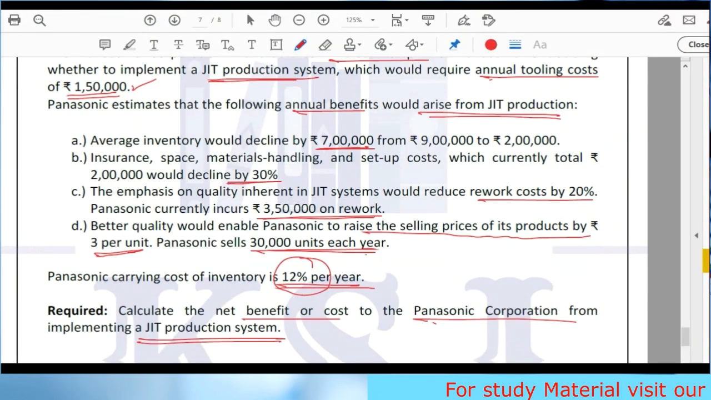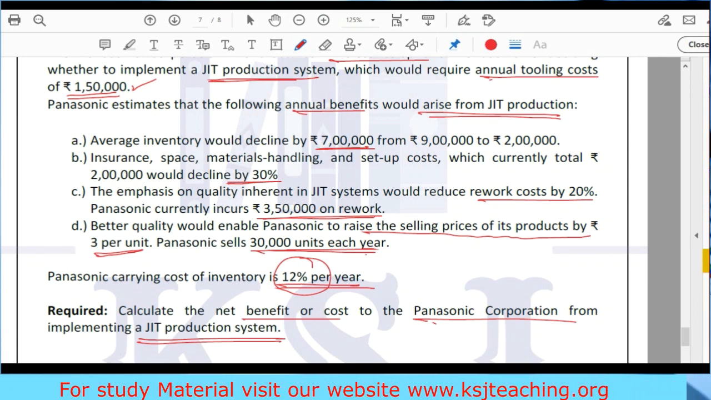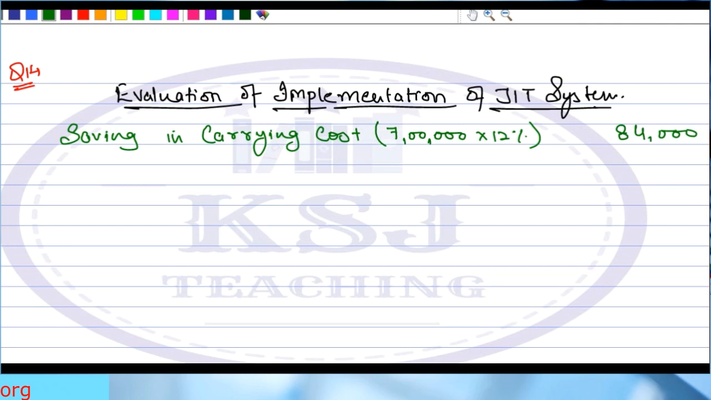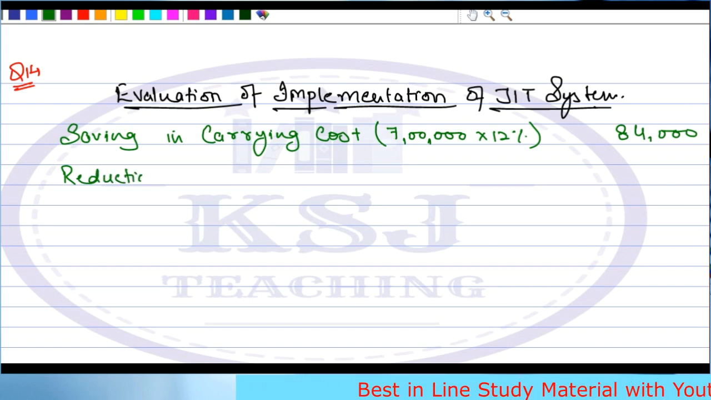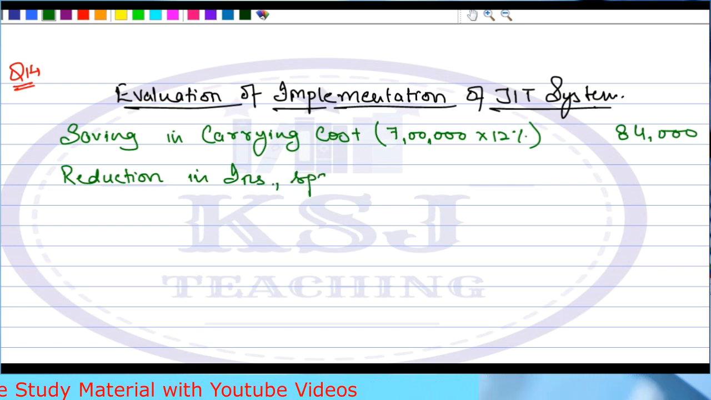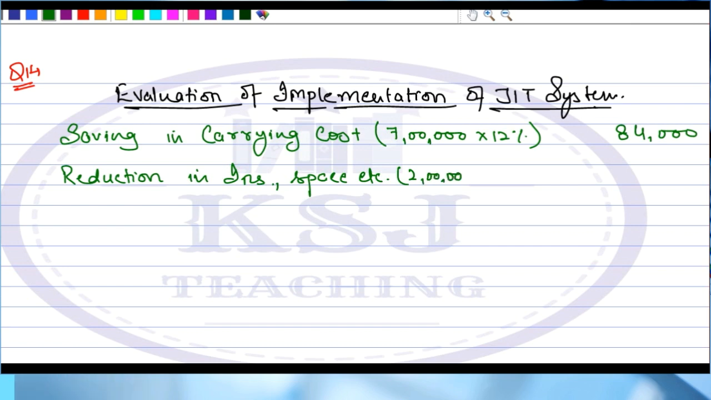Next is the insurance, space, material handling and other things which currently total 2 lakh. There will be a decline by 30%. So savings will be 30% of 2 lakh rupees. So the next is reduction in insurance, space and all those things, etc. 2 lakh multiplied by 30%, that means 60,000.